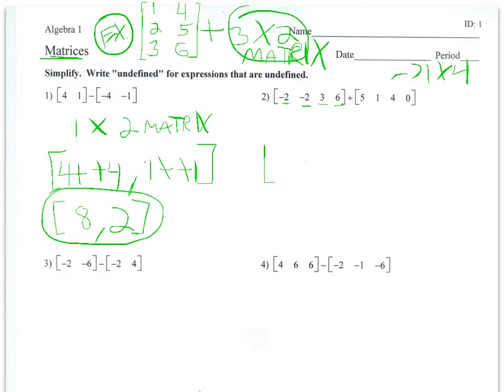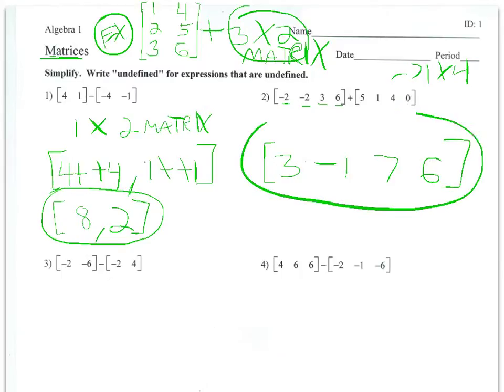So if we do this real quick, I'm not even going to put the work here, I'll just use the arrows again. Negative 2 plus 5 gives me 3. Negative 2 plus 1 gives me negative 1. 3 plus 4 gives me 7. And 6 plus 0 gives me 6. So that's my answer right there. Not a whole lot of thinking going on.